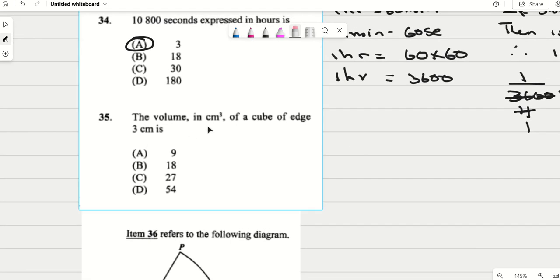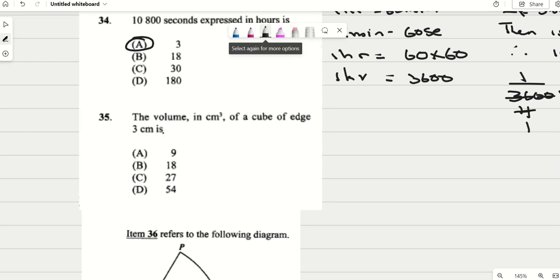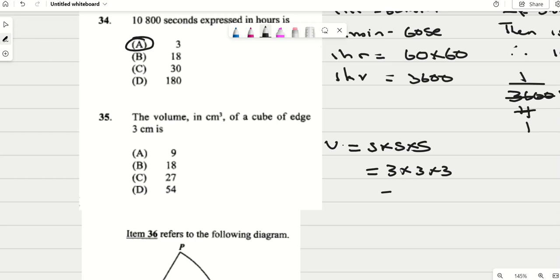The volume in centimeters cube of a cube of edge 3 centimeters. Guys, volume is equal to side times side times side, or edge times edge times edge, which is 3 times 3 times 3. 3 3s are 9, 9 3s are 27, so your answer is 27.